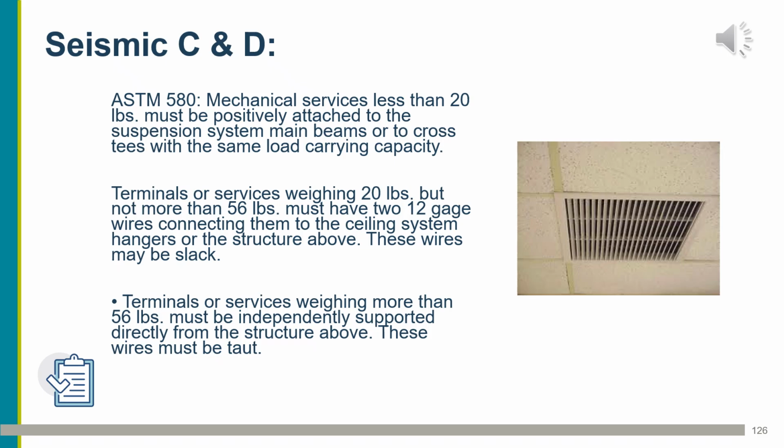Again, we're trying to keep these things from falling down and hindering egress and ingress. Code requires that these registers be attached. Usually it's one attachment on opposing corners, so a total of 2 is all you need. This is a photograph where actually we're just lifting the register straight up off the ceiling grid.